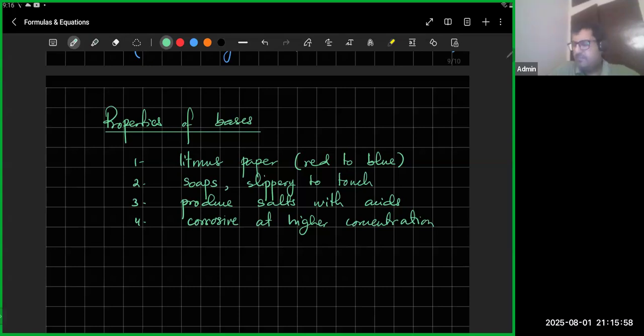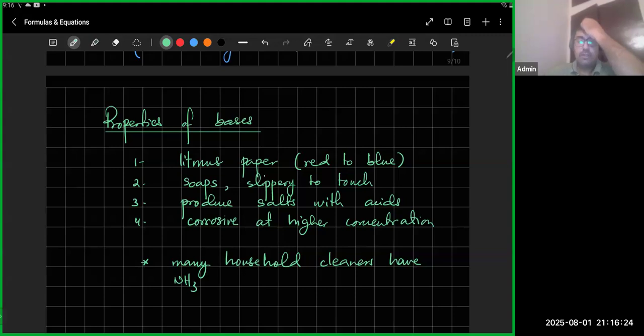और बस कुछ ज़्यादा household products वगैरह में क्लीनिंग वगैरह में बेसिस बहुत यूज होती हैं. ठीक है, तो मैं ऐड कर लेता हूँ, many household cleaners. They have ammonia. अच्छा, और क्या होता है? They have ammonia and फिर soaps तो वैसे ही basic होते हैं.